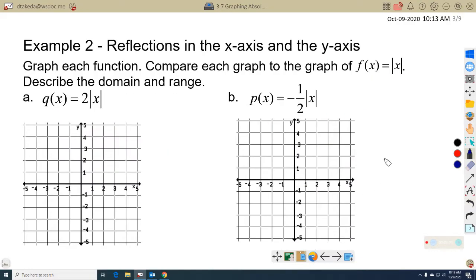Example 2, reflections in the x-axis and y-axis. Graph each function and compare it to f of x equals the absolute value of x. All right, describe the domain and range. All right, so let's take a look here first of all. Well, I'll put the parent function back up here again. Okay, so those are the parent functions here. Even though this is reflections in the x and y axis, it should probably say something more like stretching, shrinking, and reflecting, because we're maybe doing those things.